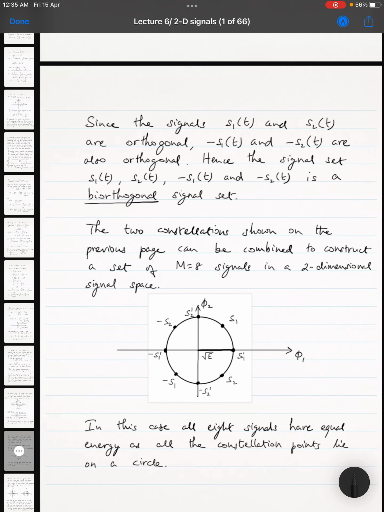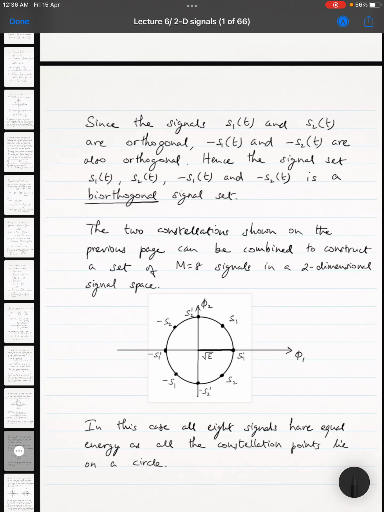Okay, now what we notice here is that all these 8 signals have the same distance from the origin. So the distance from the origin is root E, which is the norm of the signals. And since all these signals have the same distance, that means they lie on a circle of a certain radius, which is equal to the norm of the signal, root E in this case, the square root of energy, right? So that means all the signals have equal energy. Okay, signal S1, S1 dash, S2, S2 dash, and so on. All the signals have equal energy, and one way to intuitively see that is the fact that they are all lying on a circle. Okay, so that clearly tells us that the distance from the origin for each of those signal points is the same. That means all the signals have equal energy.